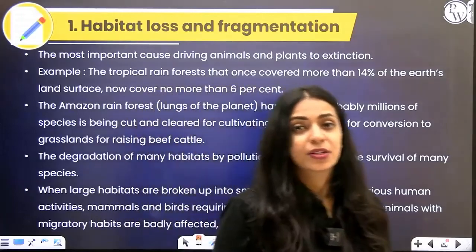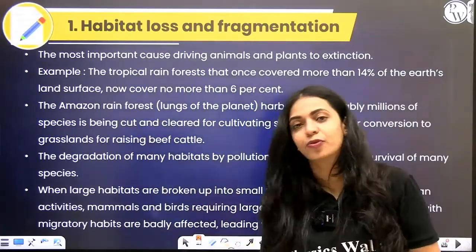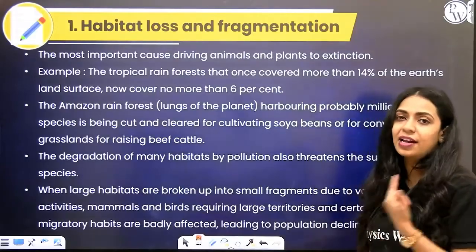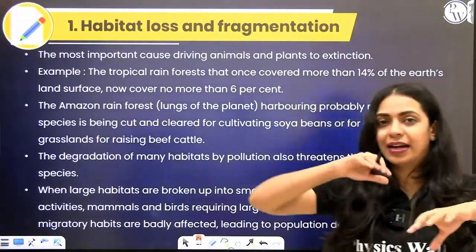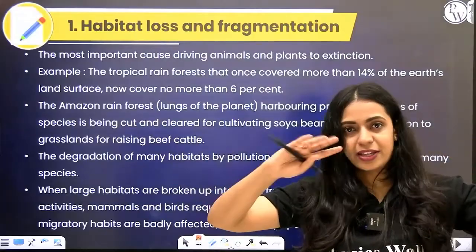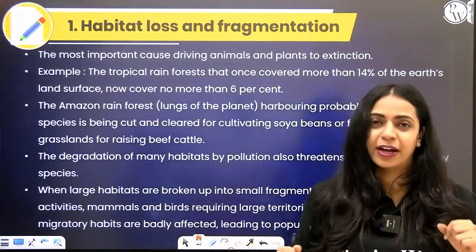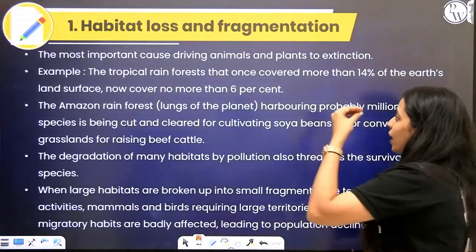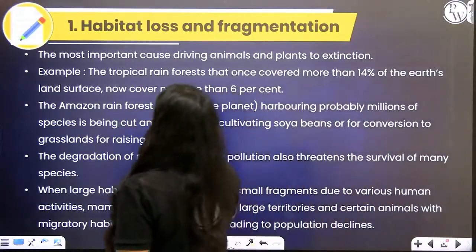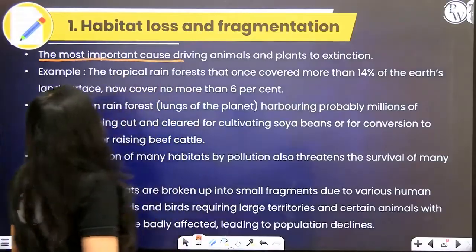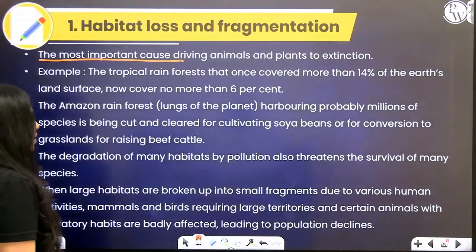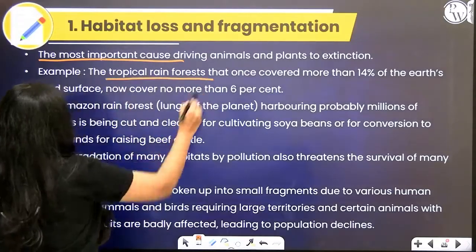What will be the effect of that? There are some animals that require very large territories for it to function properly. For example, our big cats like tigers and lions need large territories. If their habitat is fragmented, then 2 lions probably will come opposite each other and they fight and then they end up killing each other, right? So that can happen. So habitat loss and fragmentation is the most important cause that is driving animals and plants to extinction.